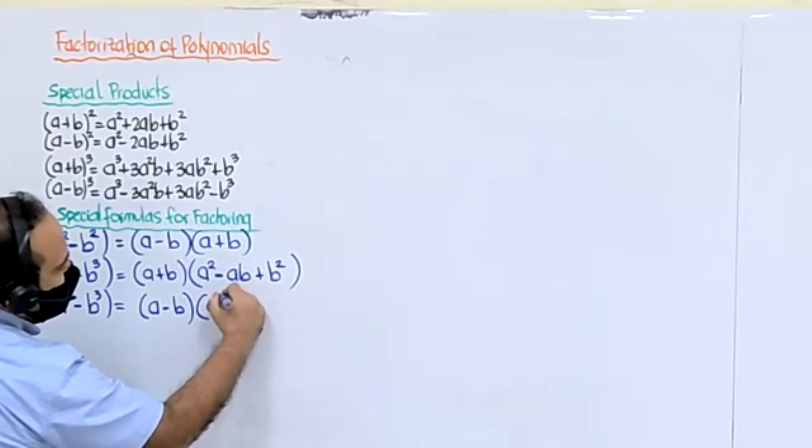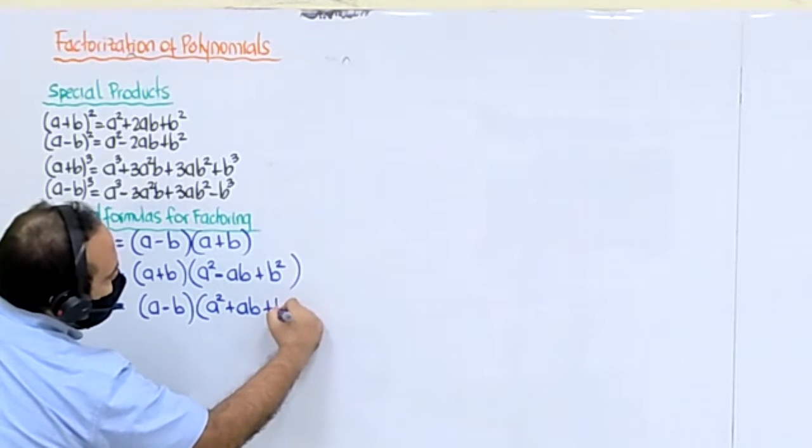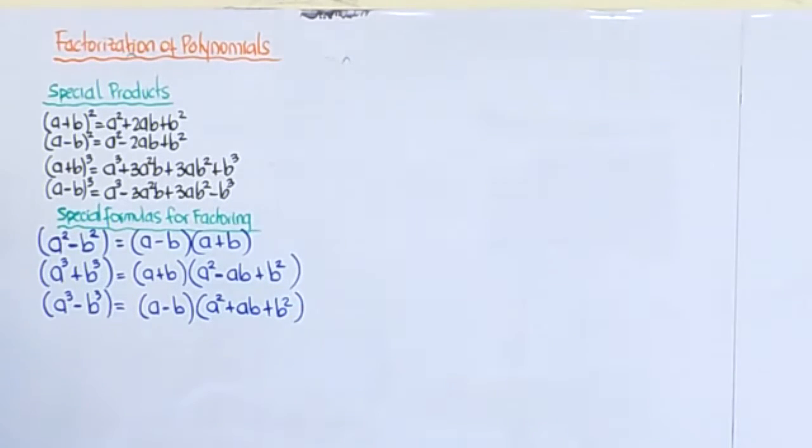And this is going to be a square plus ab plus b square. Okay, the special products are used to simplify the process when we have to multiply binomials with the same value. And another one, the special formulas from factorization, are used to simplify polynomials.